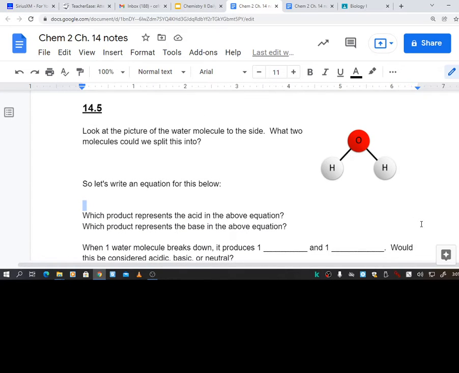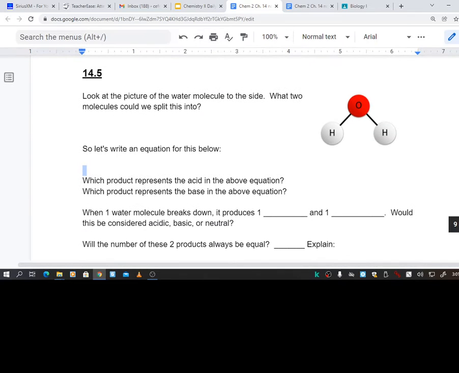Okay, so the first thing I'm going to ask your classmates is to look at this picture of the water molecule and what two molecules we would split this into. So basically, if I can break this water molecule in half, how can I break this in half? I can either break it here or here, right? If I choose to break it right here, I have a hydrogen and an OH. If I break the other bond, I have a hydrogen and an OH. So no matter what, I'm breaking this water into a hydrogen and an OH.